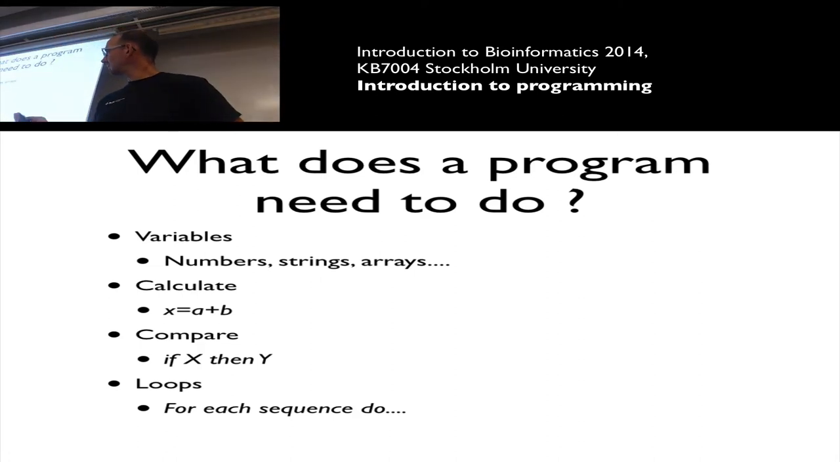You can do some calculations on this. You can take two variables, A and B, and add them together and get an X. Of course, this is obvious if these are numbers. If they're strings, it's not so obvious what you mean by that. But you can of course take strings and put them together and make a longer string. You can make a sentence. Or you can do something else with the string. But normally you just add things together in that case.